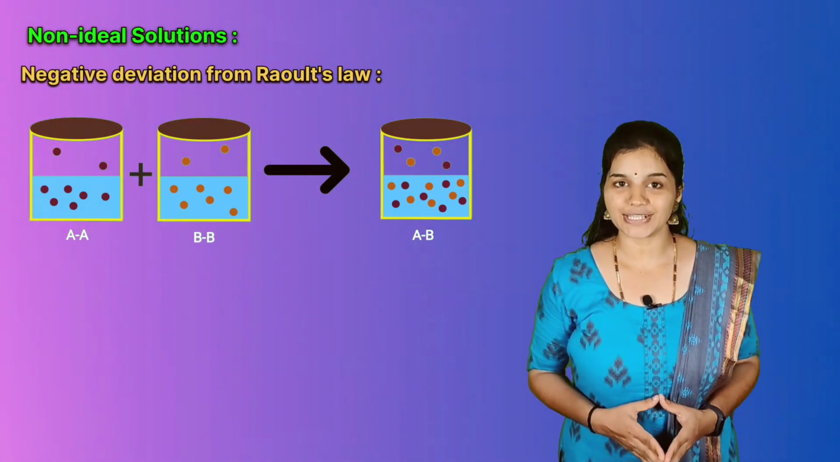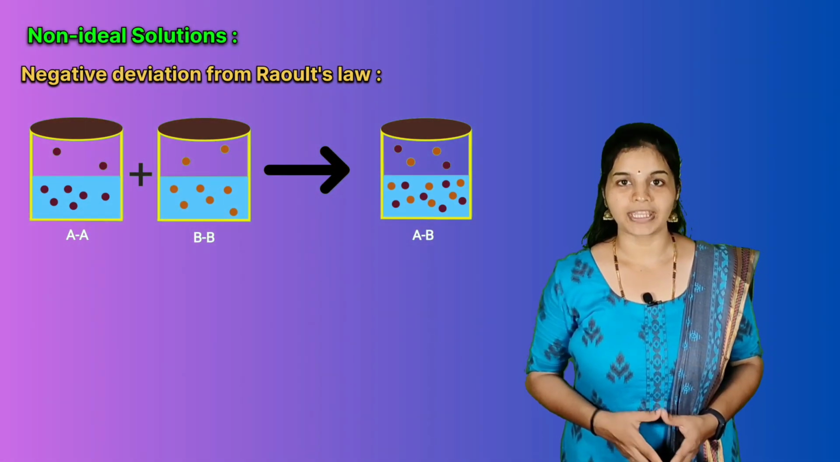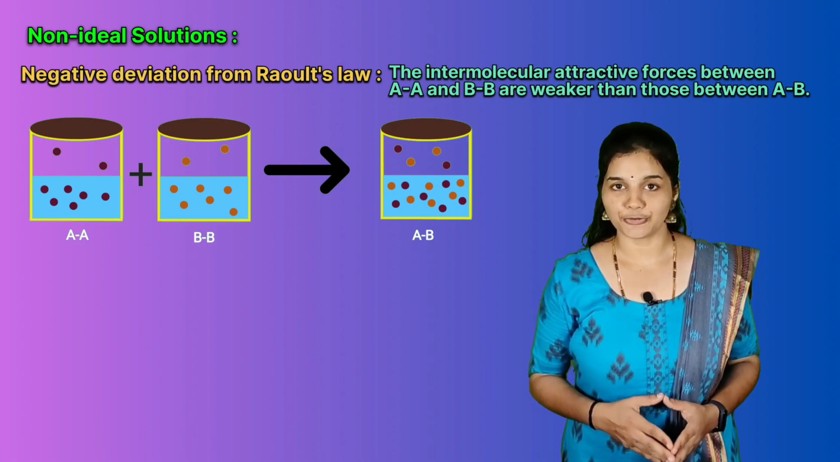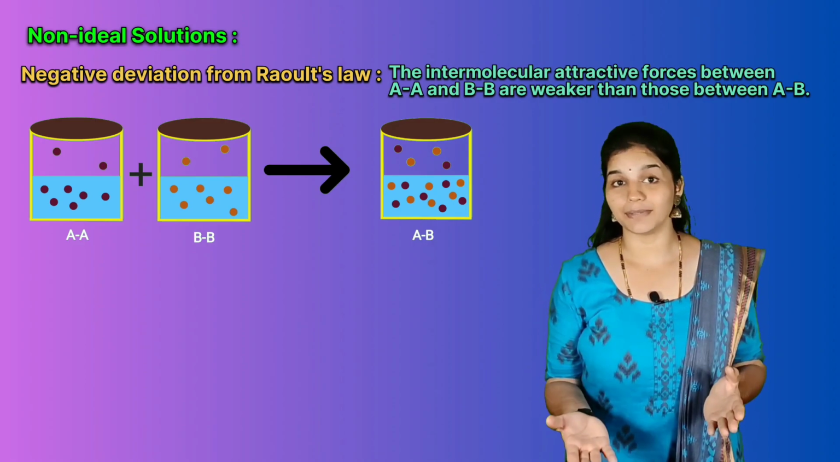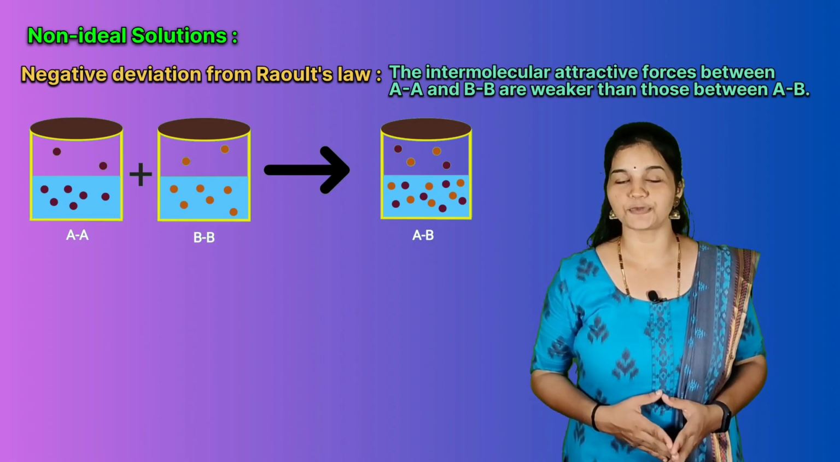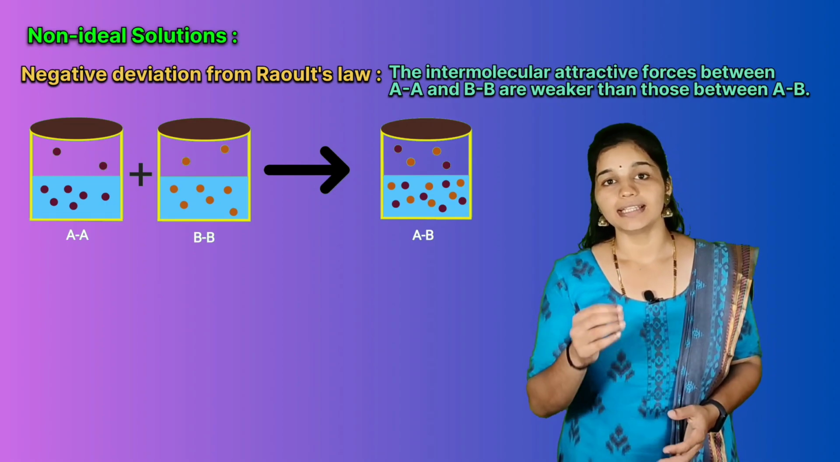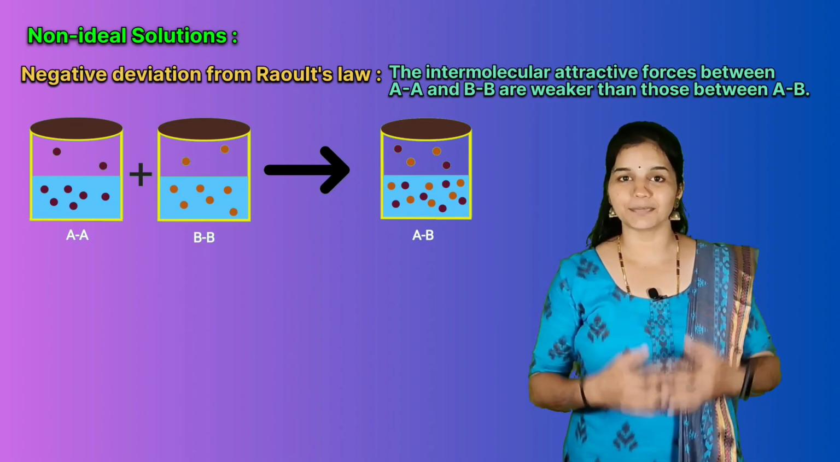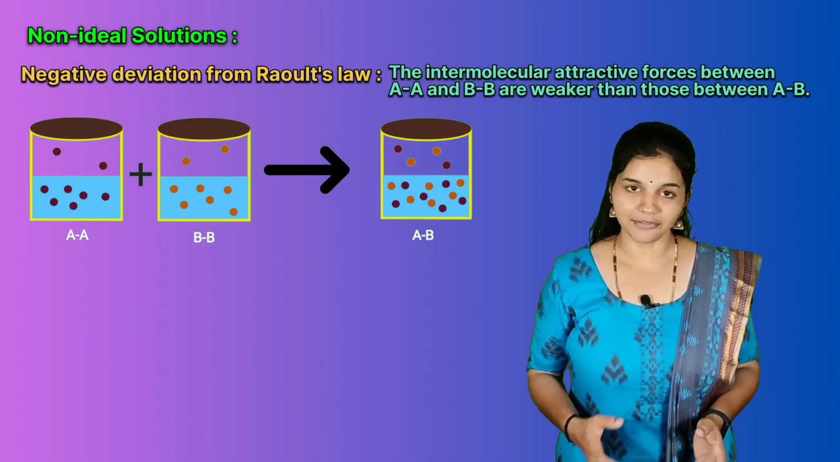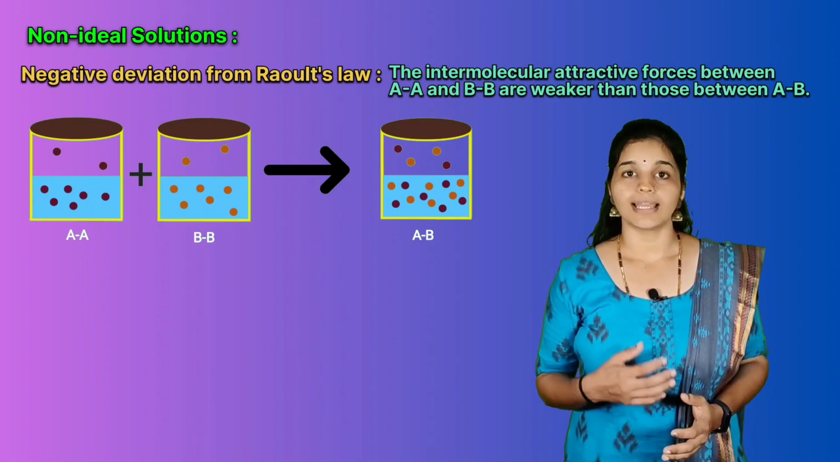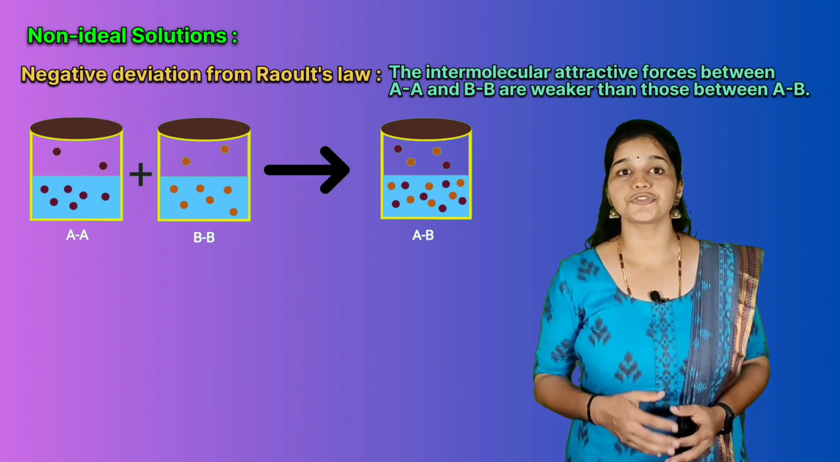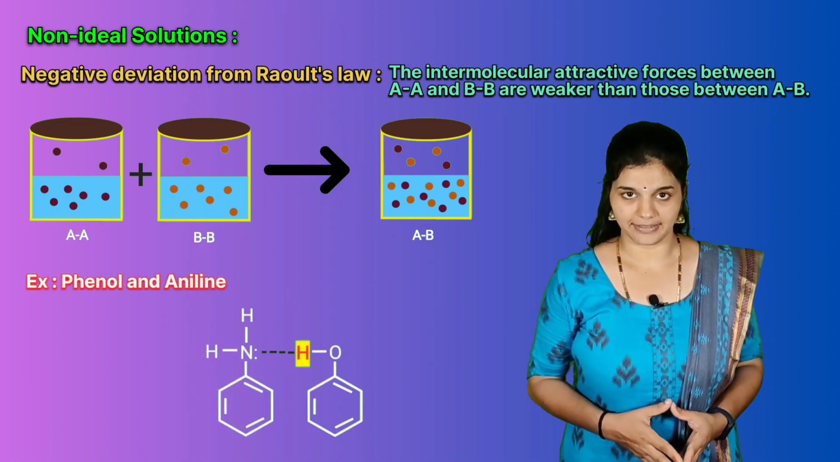Now coming to the case of negative deviations. The intermolecular attractive forces between A-A and B-B are weaker than those between A-B. This leads to decrease in vapor pressure resulting in negative deviations. An example of this type is a mixture of phenol and aniline.